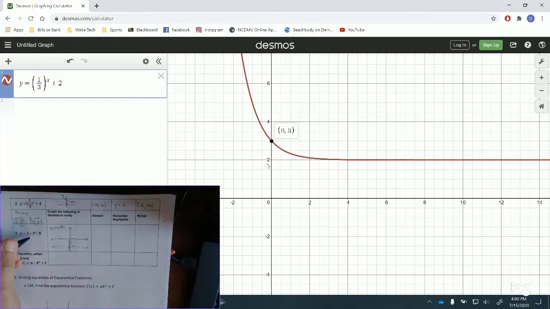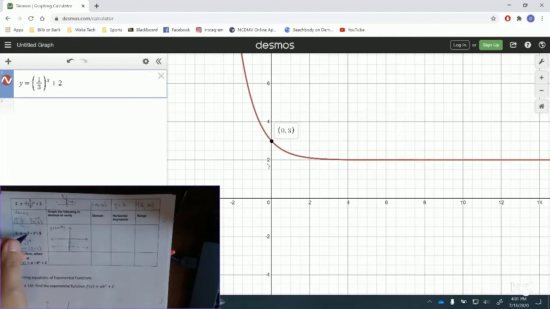And it's growth, a this time is 2. What would be the y-intercept? 0, 2? No, because it got shifted down 5, so everything got shifted down 5. So the y-intercept would be 0, negative 3.